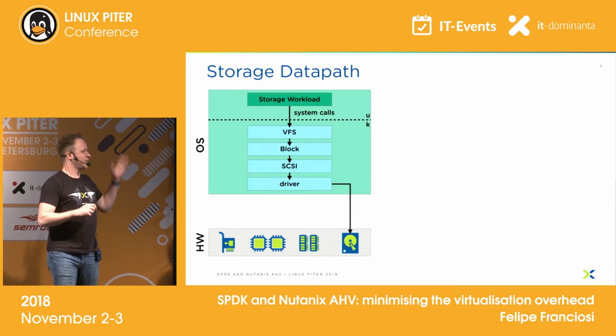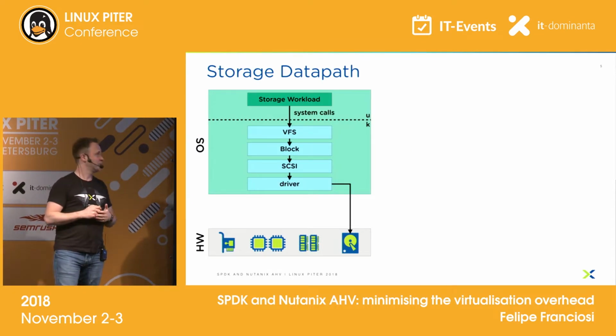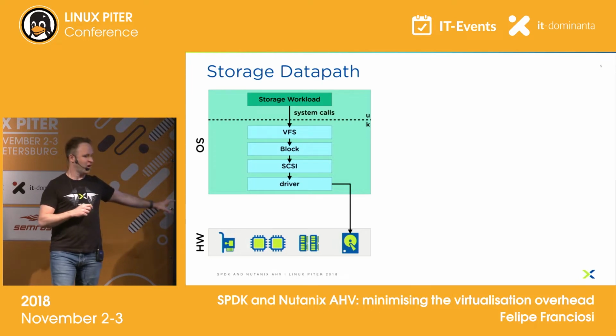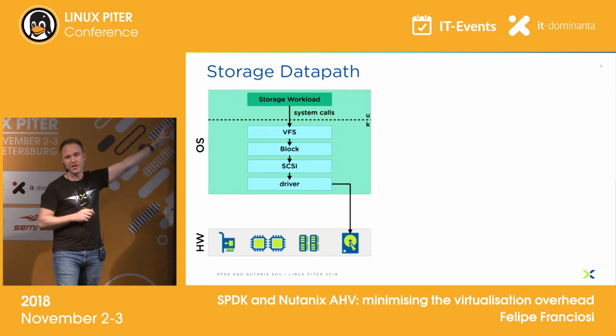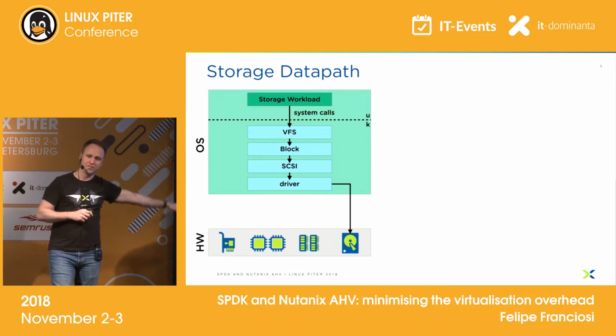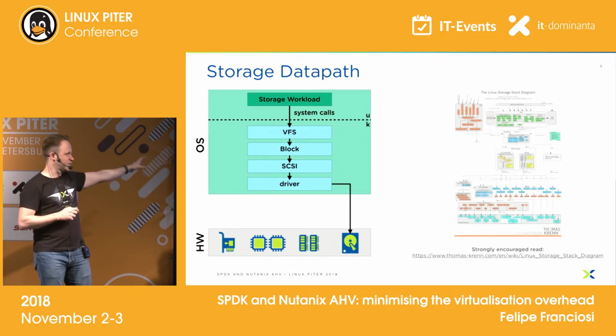So let's start by looking at what a storage data path looks like. You can imagine there's some hardware here with your physical devices, and there's some OS, and you have some workload running there. This could be an application, it could be some benchmark, whatever you want. If that wants to get to that drive, you would normally make system calls and go through the kernel. That's obviously a very simplified version of it.